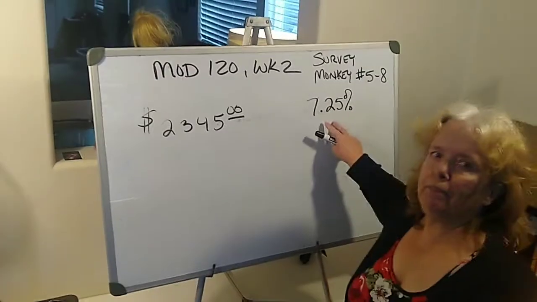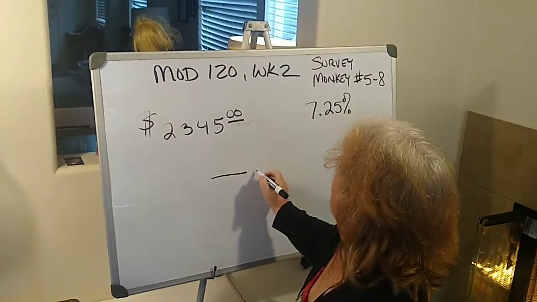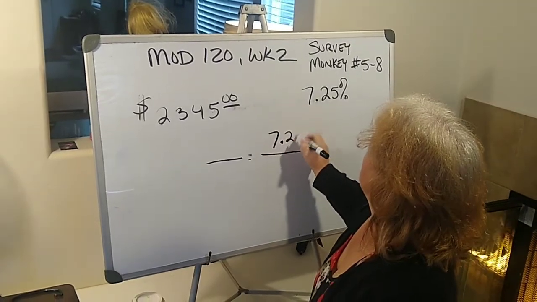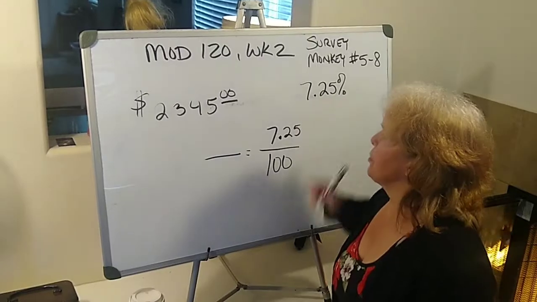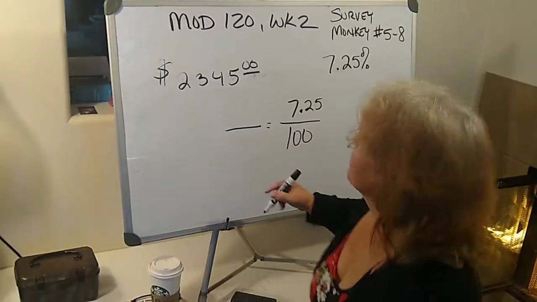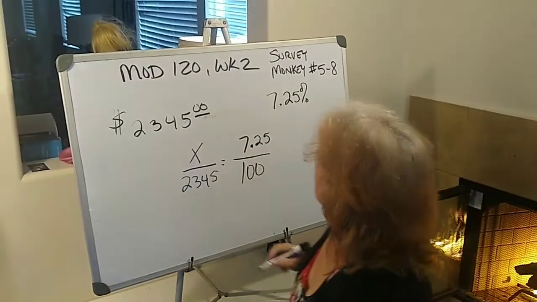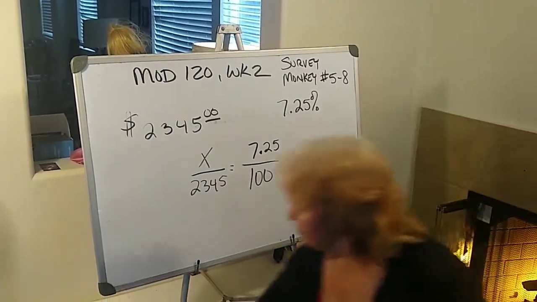All right, so we have the percent and we have the whole. So let's set up our little equation here. 7.25 over 100. Again, make sure that decimal's there, otherwise you're going to get 725%. That's too much. All right, 2,345, and this is the missing information. What two numbers cross each other?